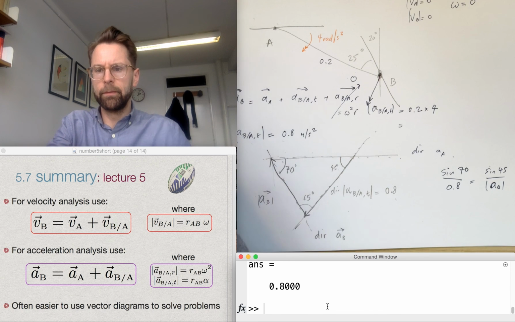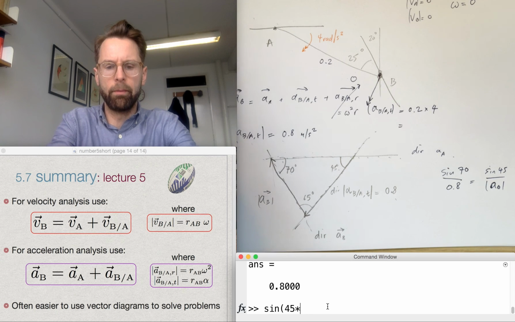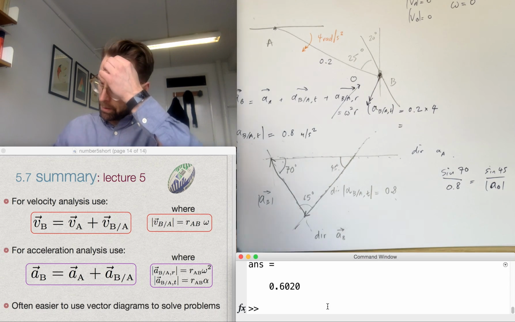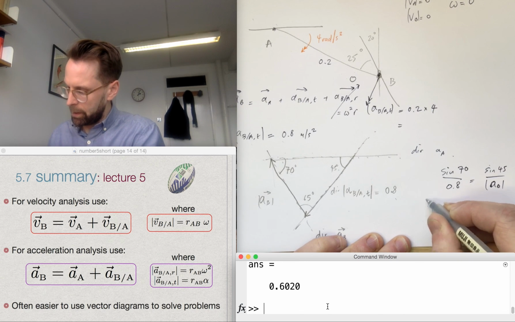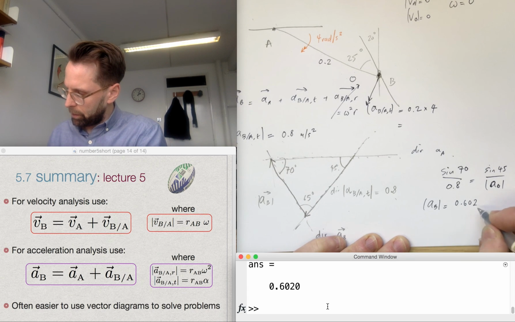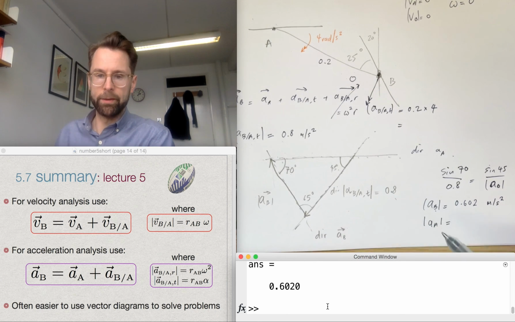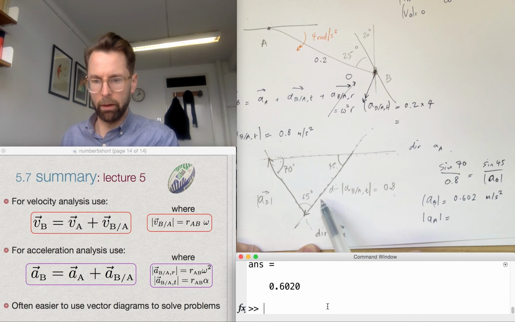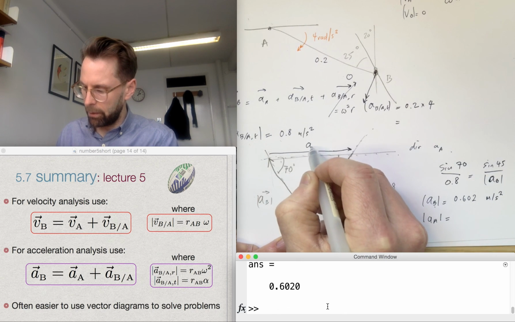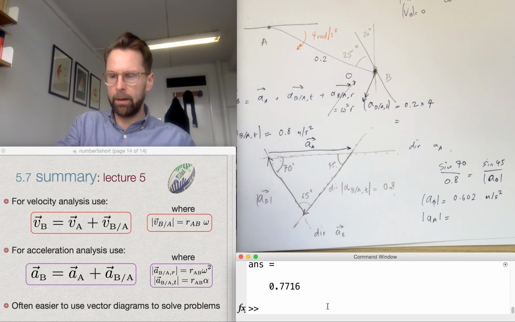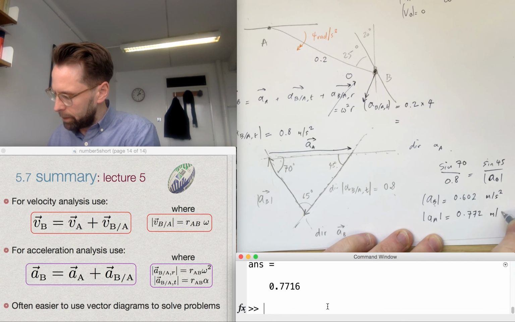So let's do that quickly. So sine 45 times pi over 180, times 0.8, divided by sine 70 times pi over 180 should give us our magnitude of the acceleration of B. So that gives us the acceleration of B is equal to 0.602 meters per second squared, and the acceleration of A will be exactly the same, but instead of using 45, we're going to use 65 to calculate this vector here, which is the acceleration of A. Okay, so rather than 45, we'll use 65. So that's 0.772 meters per second squared.